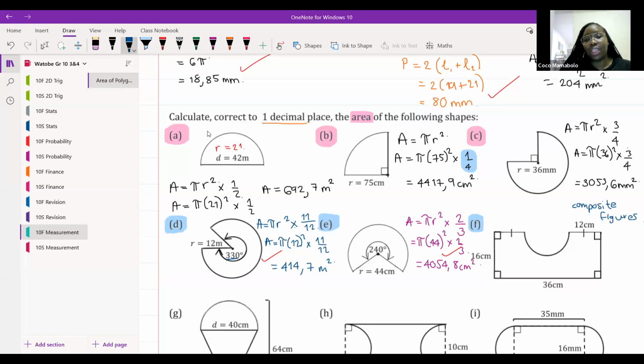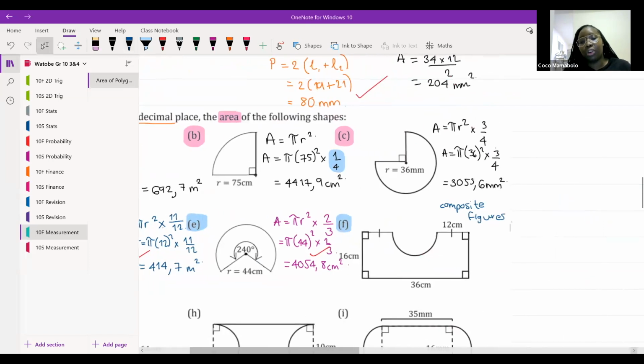Now, the next thing we need to ask ourselves over here is, have they added a half circle or have they taken away a half circle? Have they added or subtracted? Correct, Anotida, that is correct. They have subtracted, they've taken it away. So when we calculate for composite figures, depending on whether they've added or subtracted, if they have subtracted, we take the big shape minus the small shape. If they have added, we will take the big shape plus the smaller shapes.